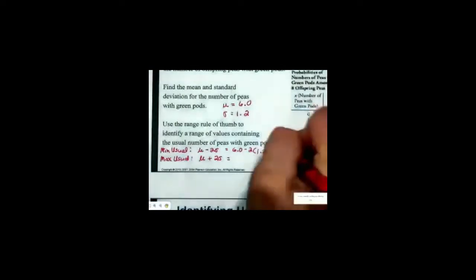So the minimum usual value would be 6 minus 2 times 1.2, or 6 minus 2.4, or 3.6. And the maximum usual would be 6 plus 2 standard deviations, 8.4.